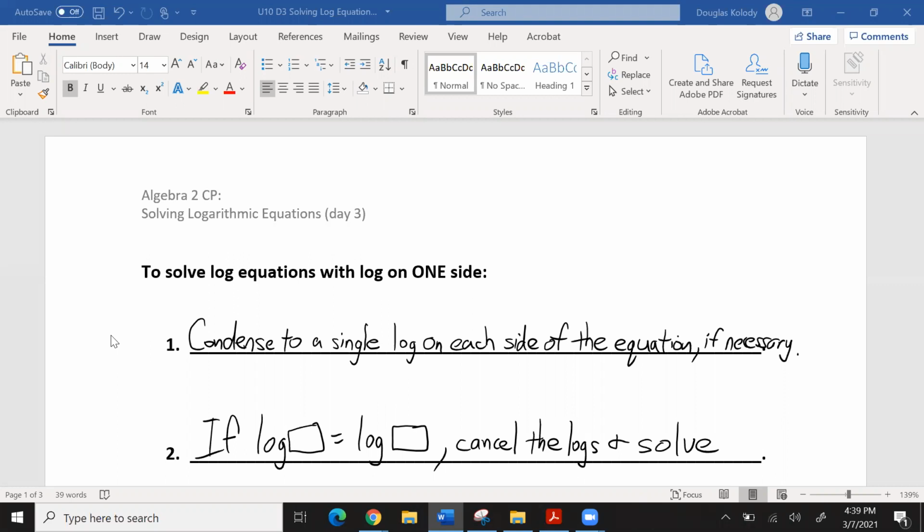And over the next 2 days, this is actually a 2-day lesson. We're going to solve log equations where log can be on both sides of the equation and where logs may just be on a single side. Today, we're just going to focus with logs on one side of the equation. So here are the steps.